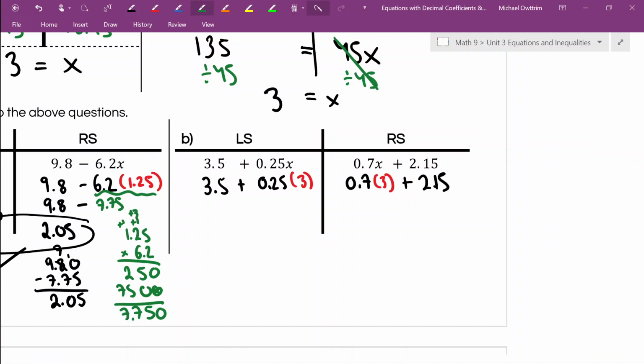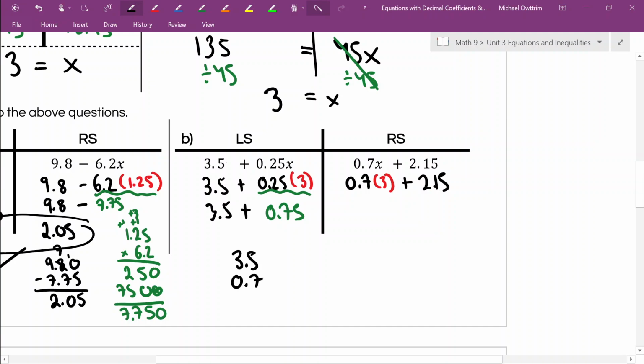So we'll start with our multiplication. 0.25 times 3 is 0.75. Again, you could long multiply there if you had to. And my 0.75 plus my 3.5 is 4.25. On the other side, I got 0.7 times 3, which is 7 times 3, move the dot once, or 2.1. And 2.1 plus 2.15 is 4.25.